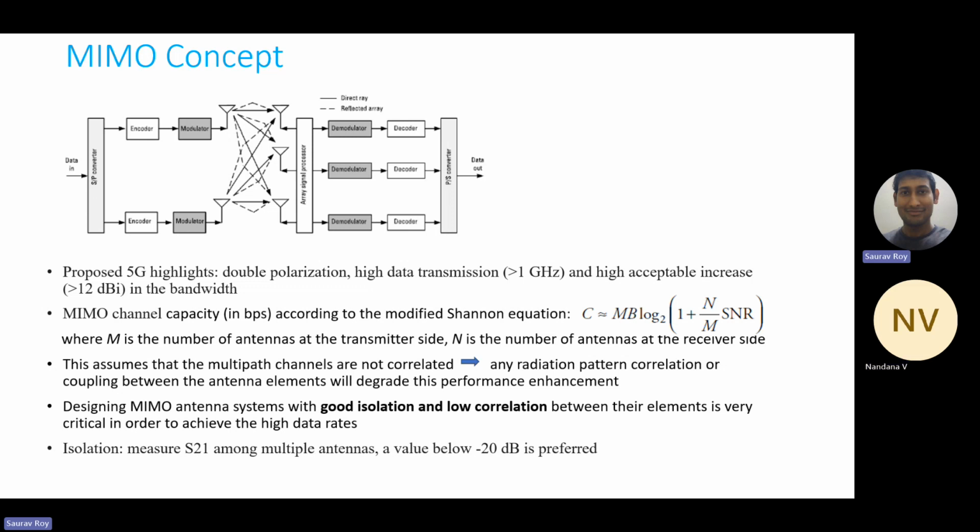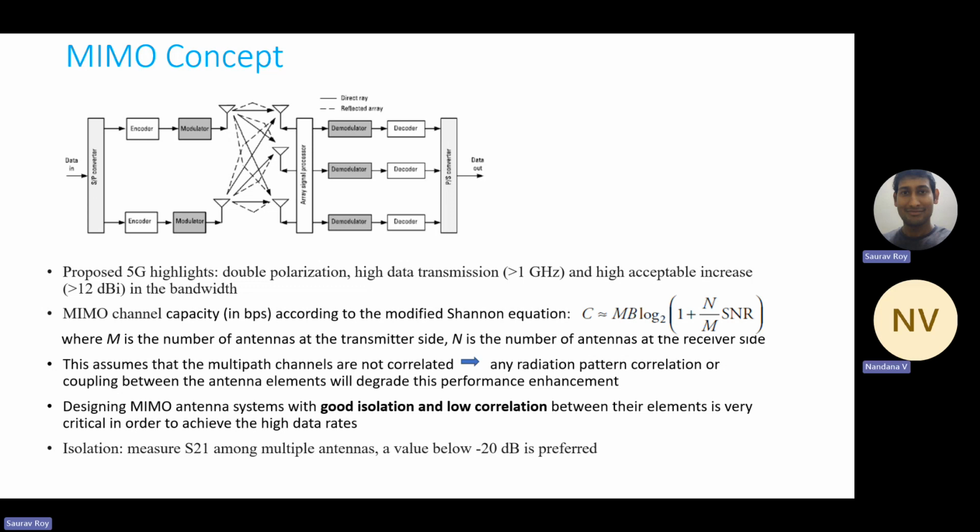People are also trying to increase the gain of the antenna, because that will also affect the bit error rate. If you have more gain, obviously the bit error rate will be reduced. So that's why it is vital to increase the gain of the antenna. That is why people use arrays, right? Phased arrays. And MIMO is also an array antenna concept, no?